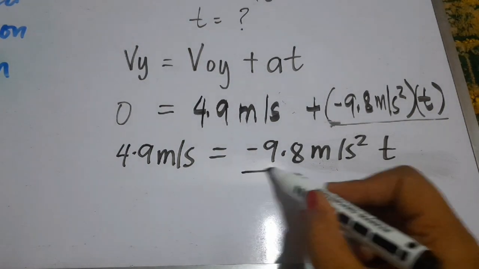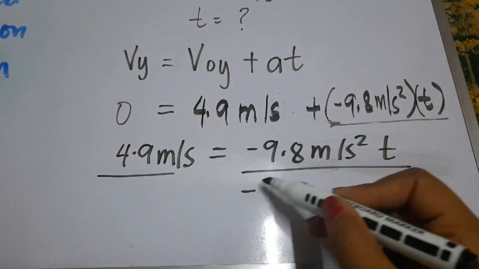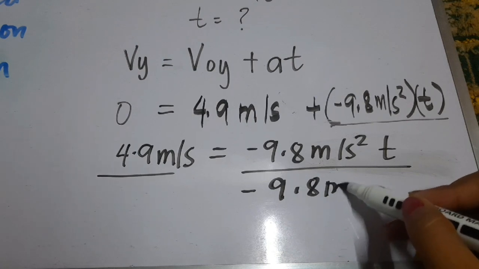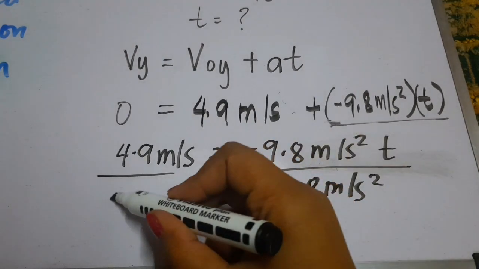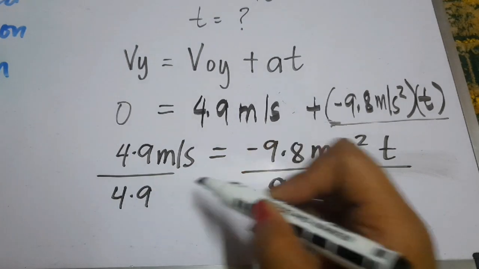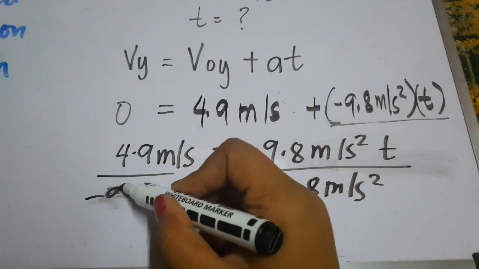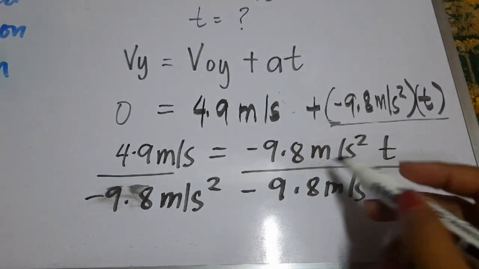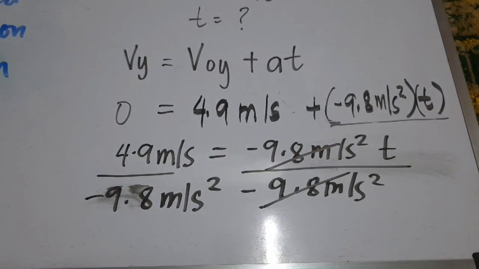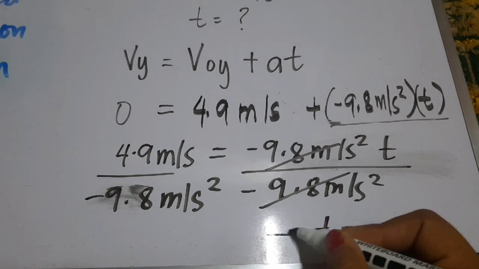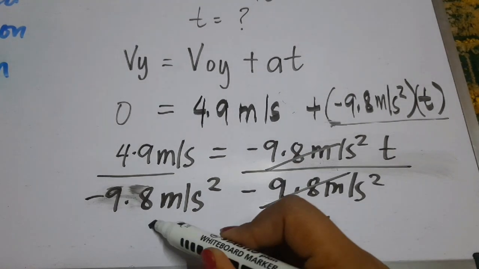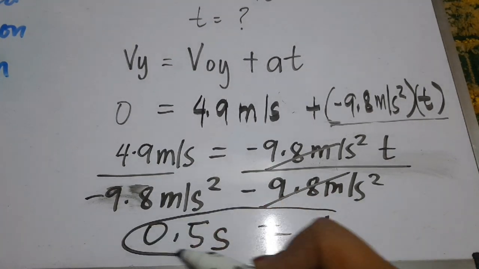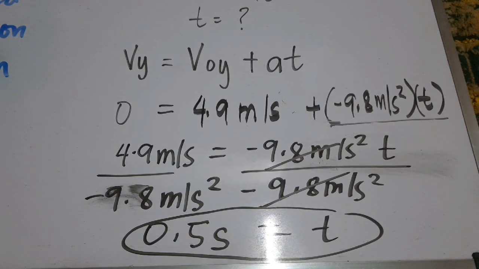So to cancel the acceleration, we must divide both sides by negative 9.8 meter per second squared. So 4.9 over negative 9.8 meter per second squared. So we can now cancel. So time is equals to 0.5 seconds. Okay, so the answer is this one.